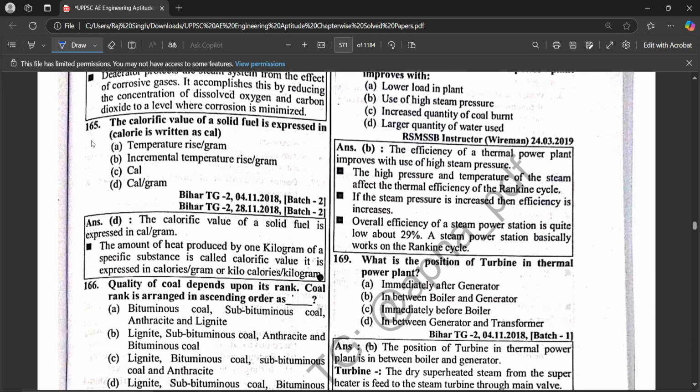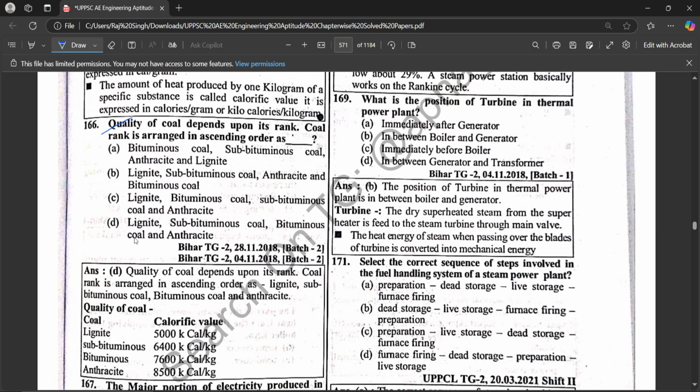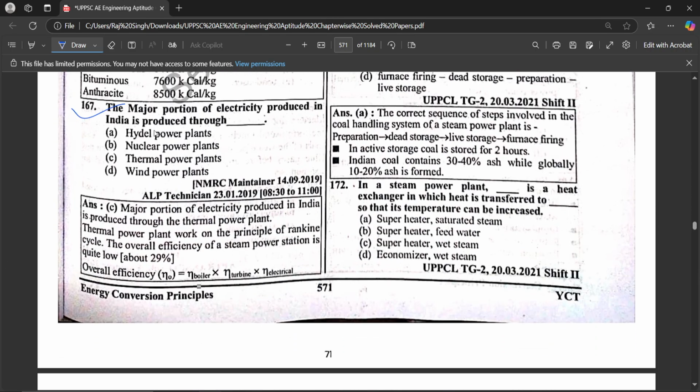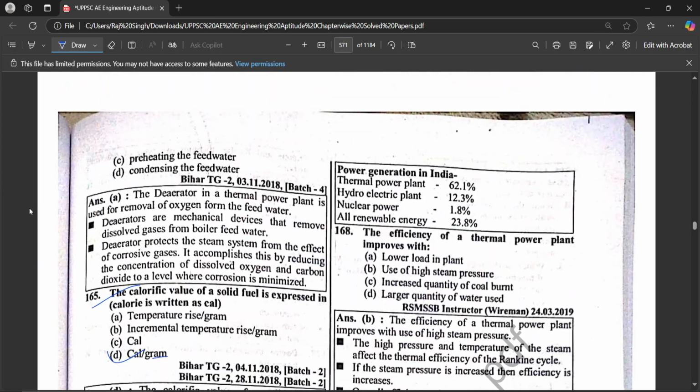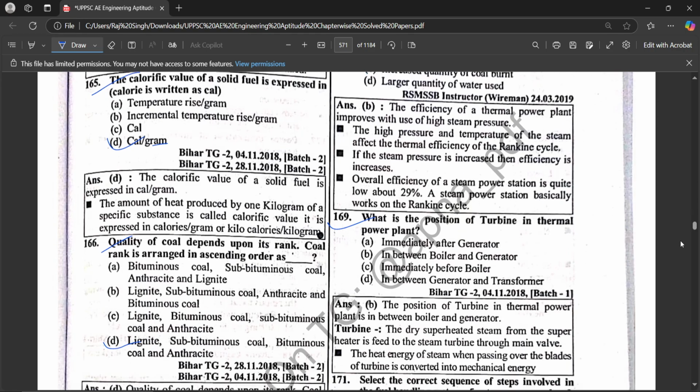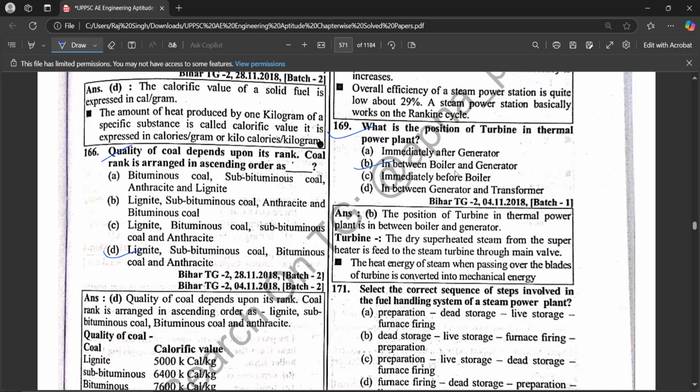The calorific value of a solid fuel is expressed in calories, written as calorie per gram. The quality of coal depends upon its rank. Coal rank arranged in ascending order is lignite, subbituminous coal, bituminous coal and anthracite. The major portion of electricity produced in India is produced through thermal power plants. The efficiency of a thermal power plant improves with the use of high steam pressure. What is the position of the turbine in a thermal power plant? In between boiler and generator.